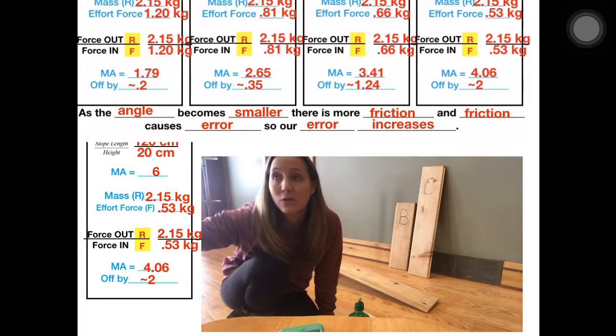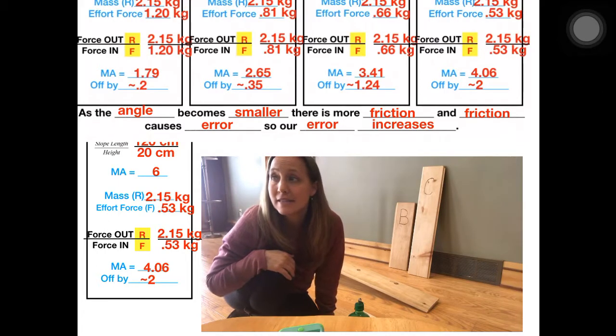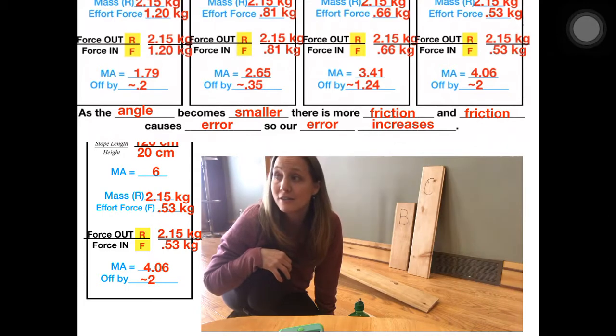So make sure you fill in those words at the bottom there. As the angle becomes smaller, there is more friction, and friction causes error. So our error increases as the board gets longer. Okay? All right, that is our experiment. Make sure you take a look at the other assignments for the week.